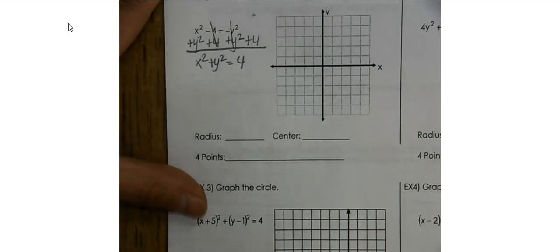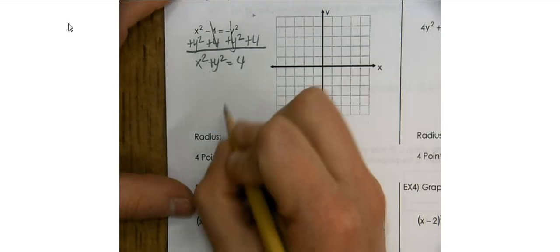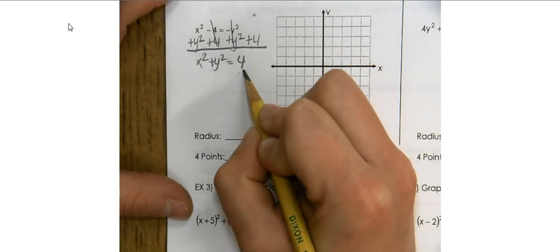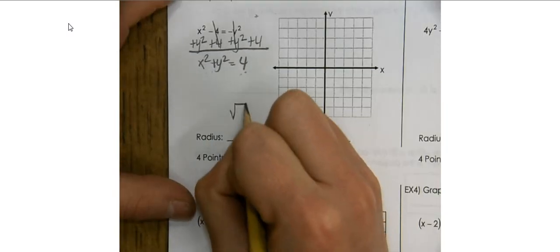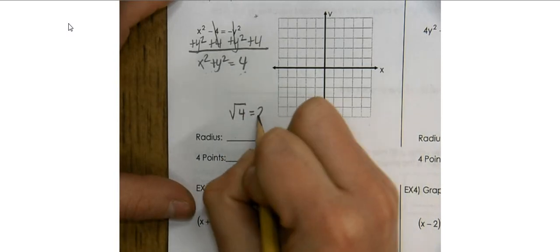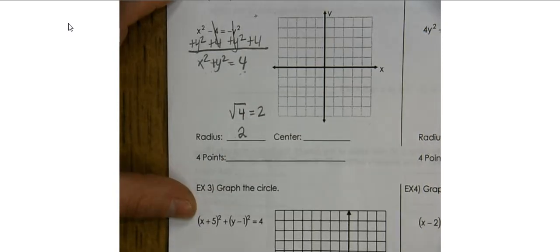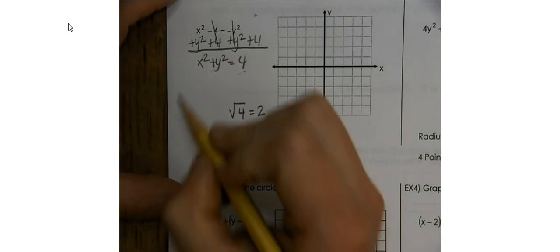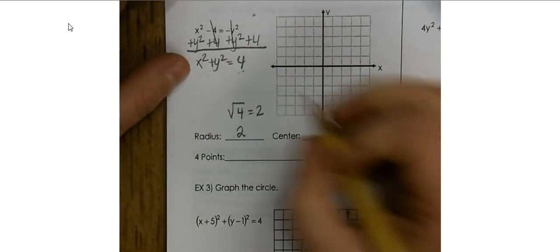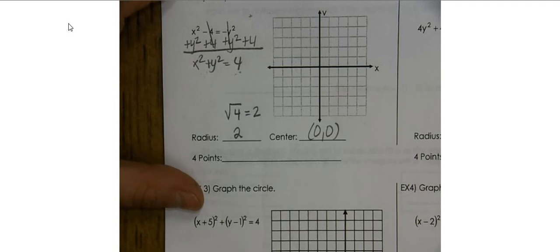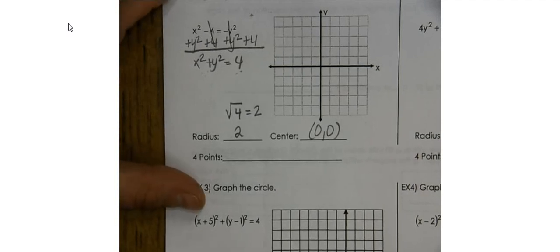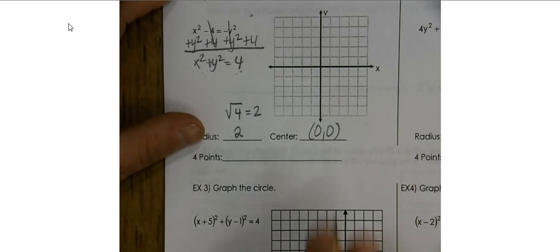Based on this equation, this is going to be our radius squared. So to find our radius, we take the square root of 4, and that equals 2. So our radius is 2. Our center is located at (0, 0) because there aren't any parentheses. If you see parentheses, then your center is going to be something else. So here's our radius and here's our center.